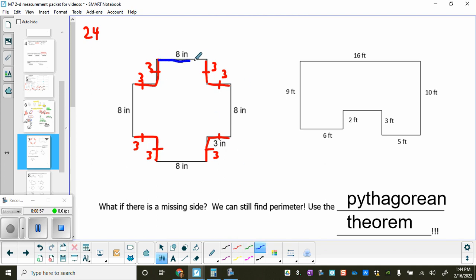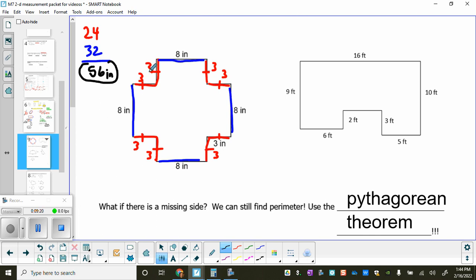Now we can't forget about the 8, the 8, the 8, and the 8. So 1, 2, 3, 4 of those things is going to be 8 times 4 is a 32. When we add these up, we get a 56. And so the distance around this shape is 56 inches.